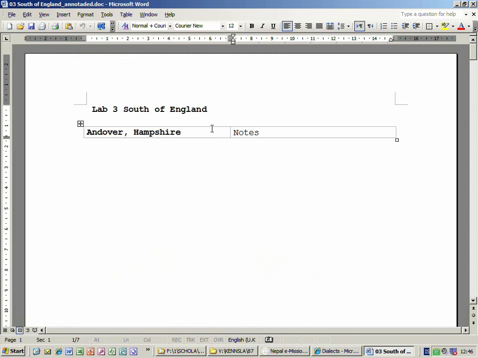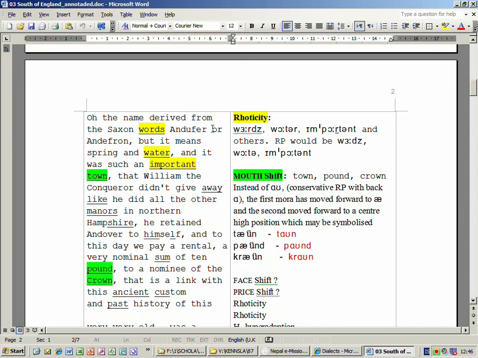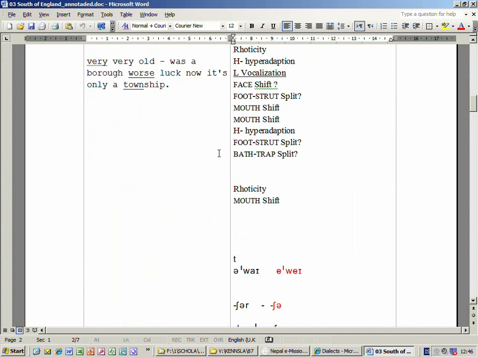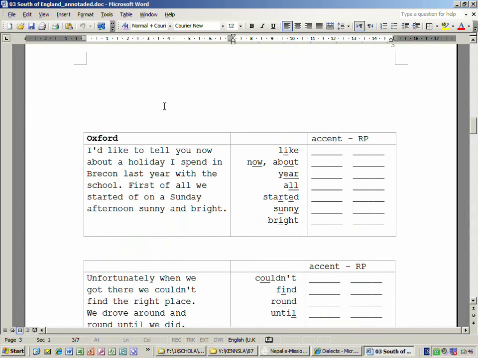I'll put that on the board when I've finished it, marking things like this: I'm marking rhoticity in yellow, and that's what you have to know about it. I'm marking mouth shift in green, and so on. I think we should just listen now. I'm not using this template at all. It might help you to write it down, but I shall be changing it. It looks more like this when I give it to you.